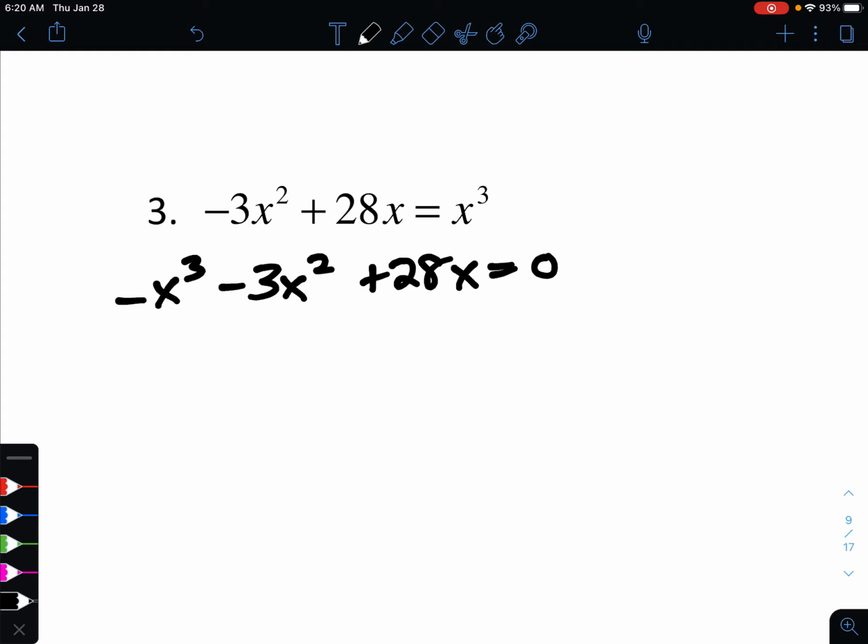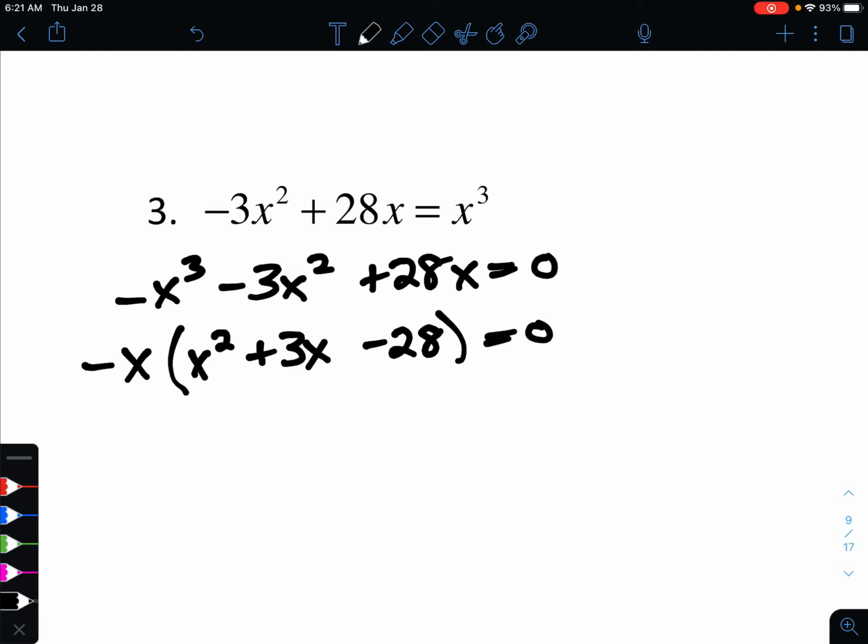So now, looking for the GCF on the left side, we are going to be able to factor out an x. To make things easy, I'm going to factor out a negative x, because that's going to give me a positive x squared inside the parentheses, and that's going to be a lot easier to work with than a negative x squared. Now be careful with your signs on your other two terms as well. Negative 3x squared is going to be a positive 3x, and positive 28x is going to be a minus 28. So make sure that you are changing those signs because of dividing by a negative with our GCF x.